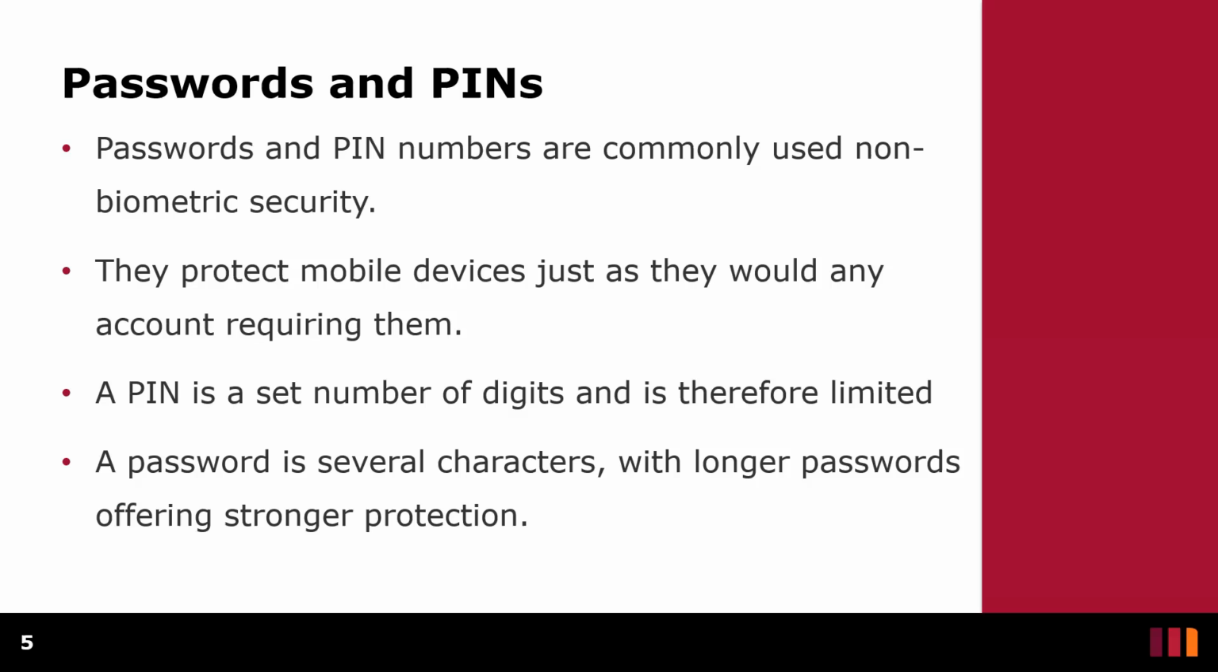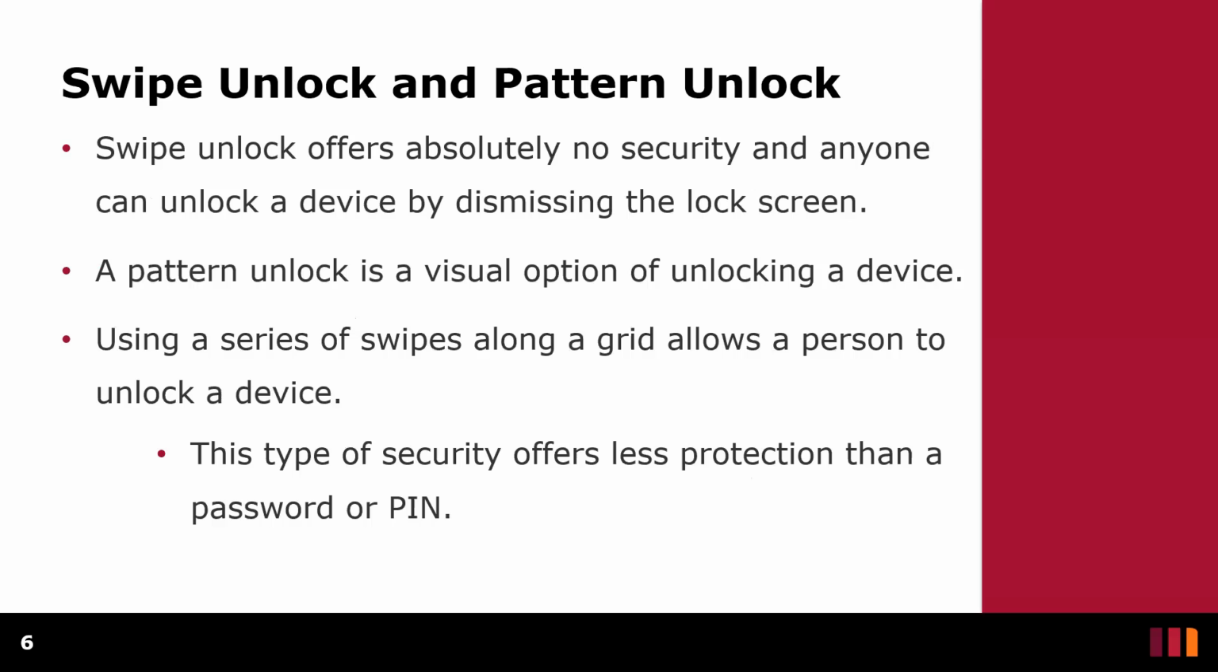They protect mobile devices just as they would any other account requiring them. PINs can be somewhat limited as they are a set number of digits, and a password with several characters will offer stronger protection. By default, your device will have a swipe unlock, which offers absolutely no security, and anyone can unlock the device by dismissing the lock screen. A pattern unlock is a visual option of unlocking a device by using a series of swipes along a grid. This type of security offers less protection than a password or PIN.